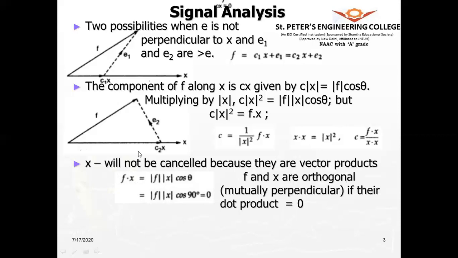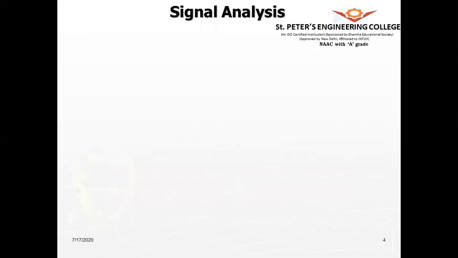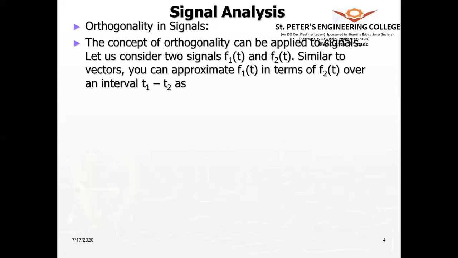So when the dot product becomes 0, we say that both the vectors are mutually perpendicular or they are orthogonal. So this is the condition for two vectors to be orthogonal or mutually perpendicular. So now let us extend the orthogonality to signals. The concept of orthogonality can be applied to signals.